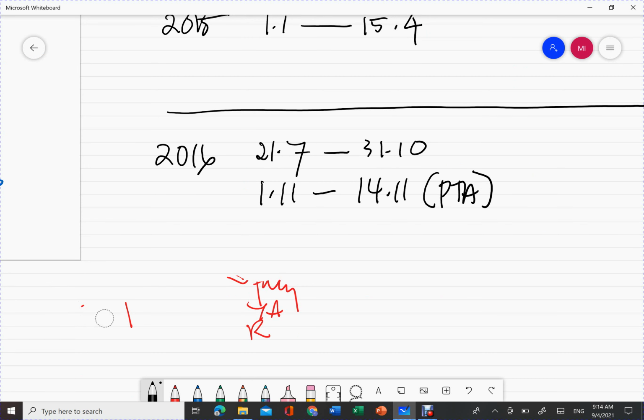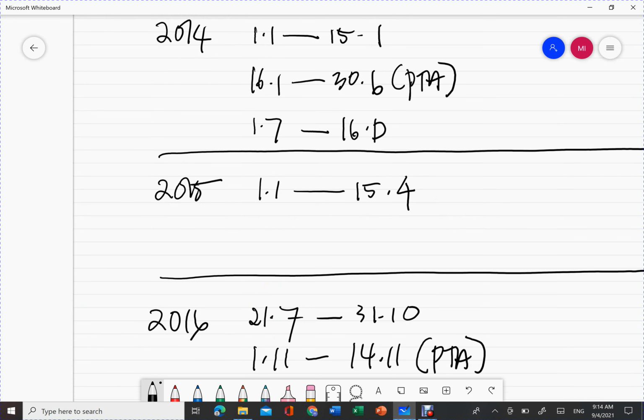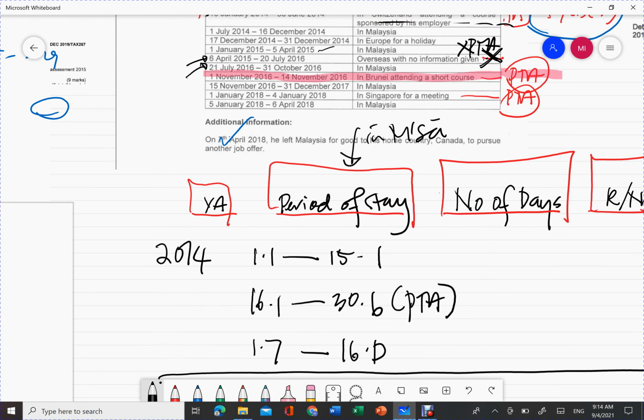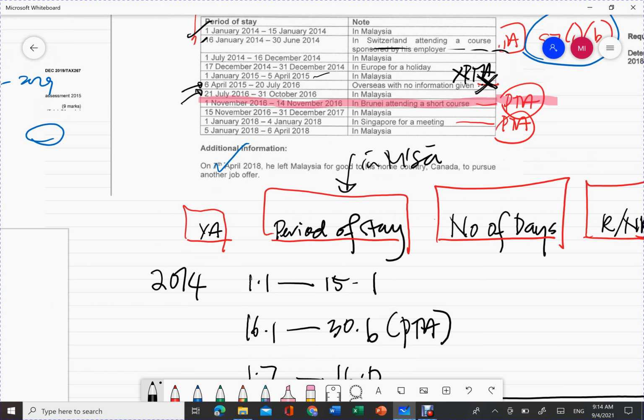Why you have to distinguish yang permitted temporary absent? Sebab dia cuma counted untuk section 71B. So let's take a look at what else do we have here. Dia balik kat Malaysia. Bila dia balik kat Malaysia, 15 November sampai 31 Disember 2017.